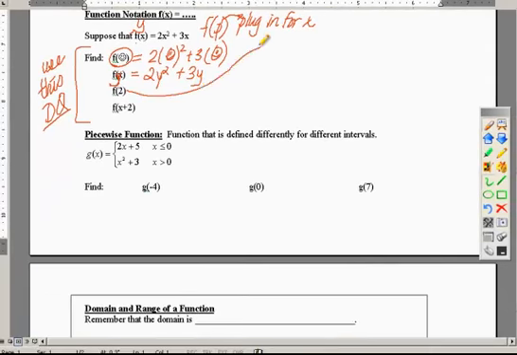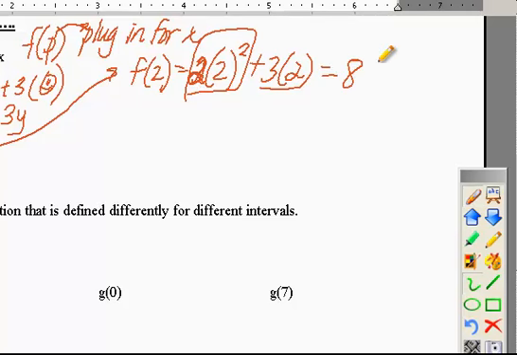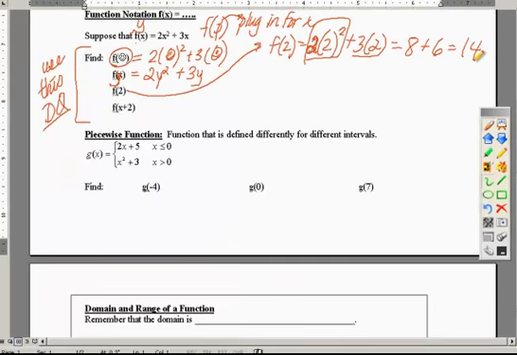And so I'm going to slide this over a second. F of 2 means plug the 2 in. 2 times 2 squared, plus 3 times 2. Well, 2 times 2 squared is just 8. 3 times 2 is 6. If I add them together, I get 14. And so you're plugging it in. Once you plug it in, you evaluate the right side of that expression.